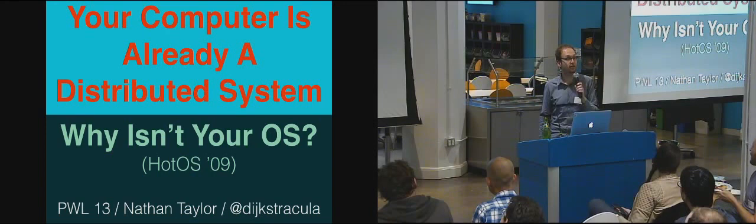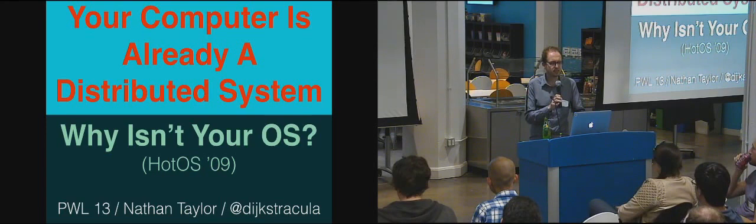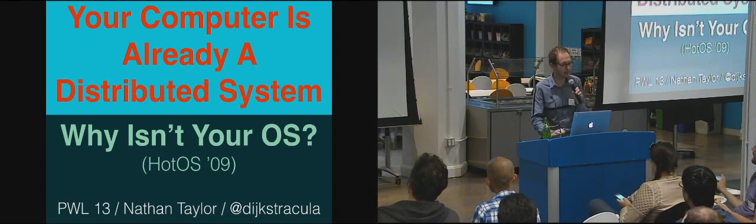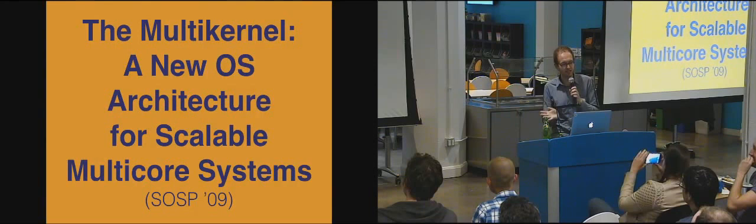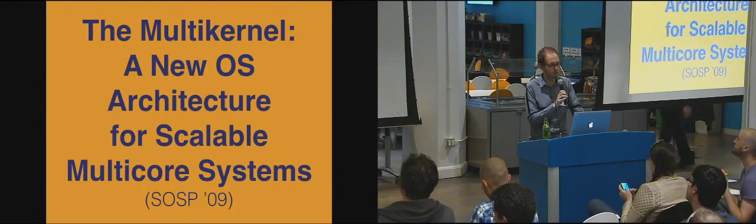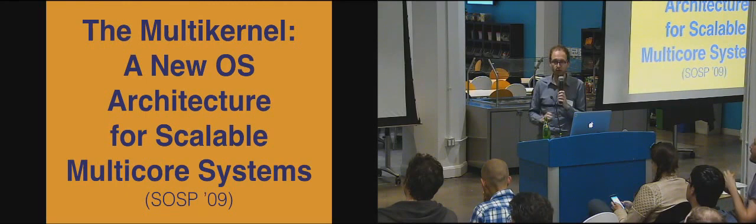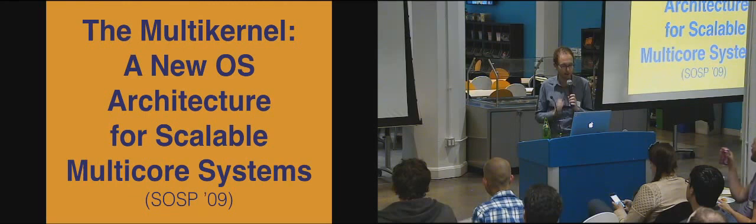Why isn't your OS? This is a short workshop paper that was published at HotOS, which stands for Hot Topics in Operating Systems, in 2009. And I should say that they have a follow-up paper with more performance data called The Multikernel, a New OS Architecture for Scalable Multicore Systems, published at SOSP, which is one of the big systems conferences, the same year. So if you're interested in this work, you should probably read both, and I'll have a few slides that were taken from this paper as well.